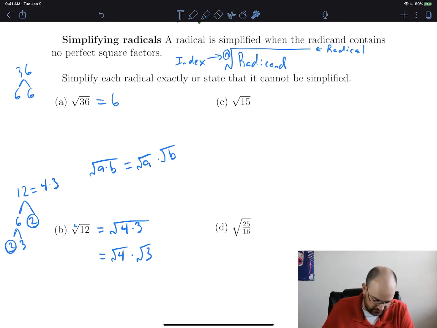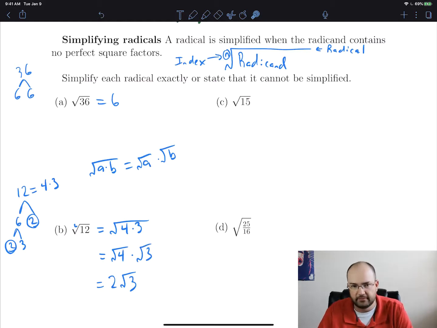And then just ask ourselves, what's the square root of 4? Well, the square root of 4 is just 2. And then square root of 3, you just leave as the square root of 3. This will never be able to be simplified ever. And there you go. We're done with that one.